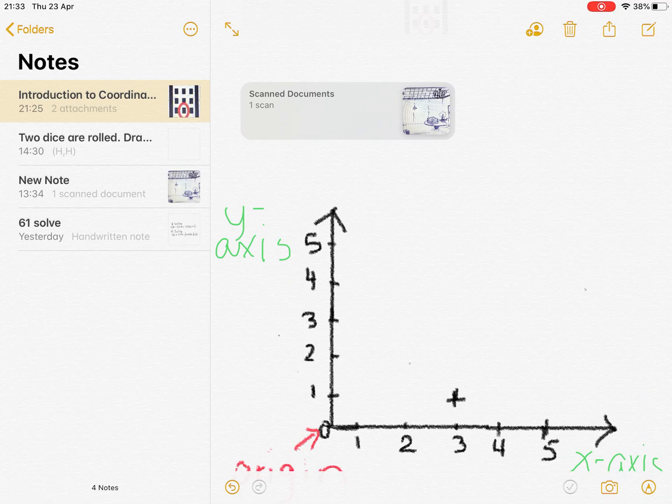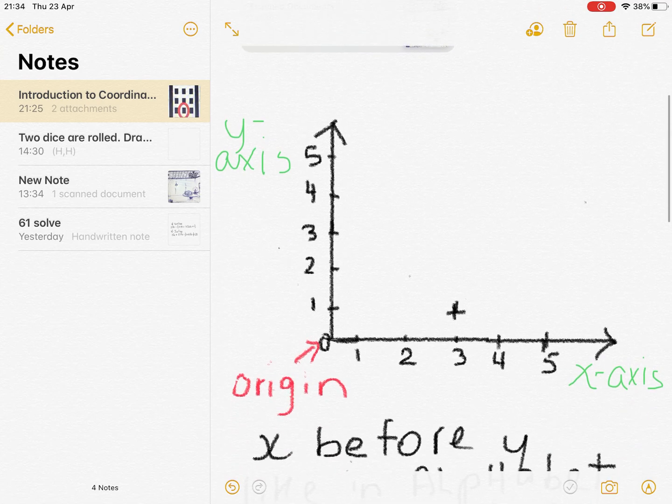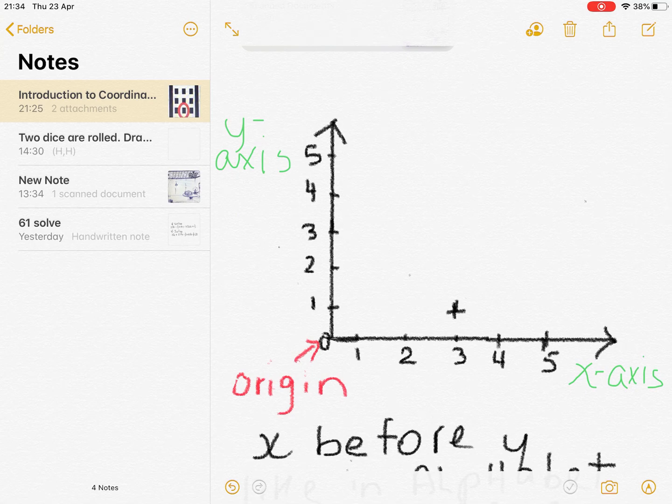To help people remember this, he decided to label the horizontal line as the x-axis and the vertical line as the y-axis, because as we know, the x comes before y in the alphabet. He also managed to label the point where the two lines meet, point O, as the origin.